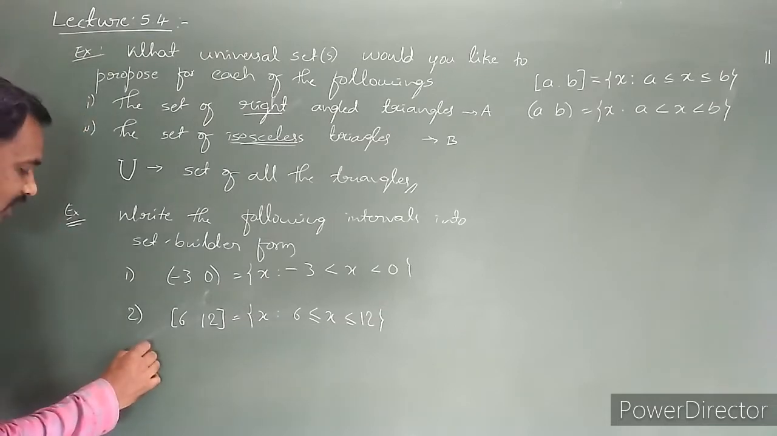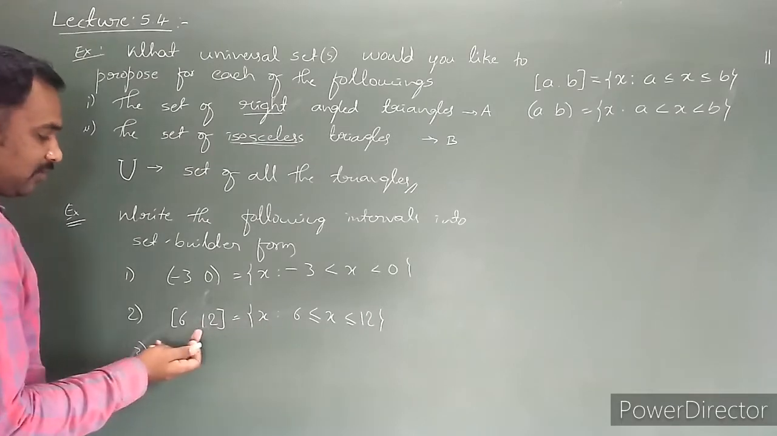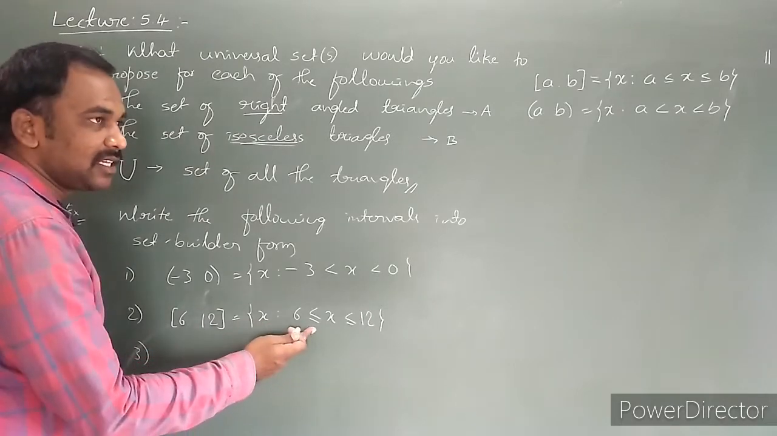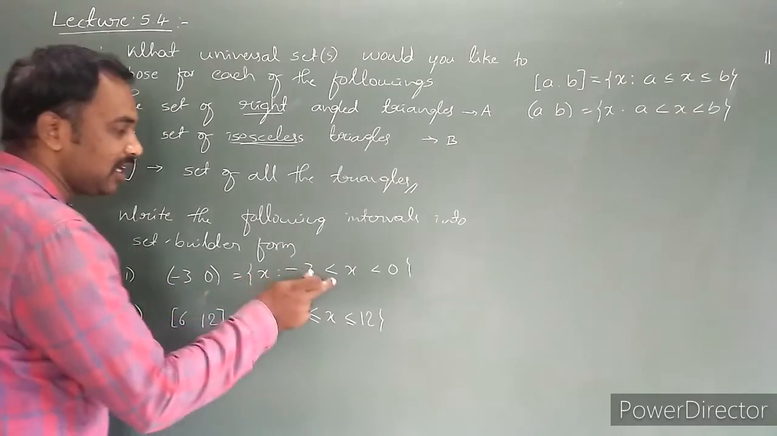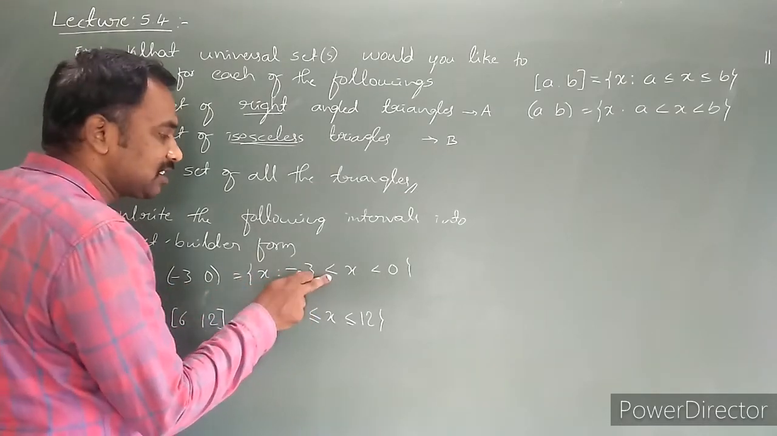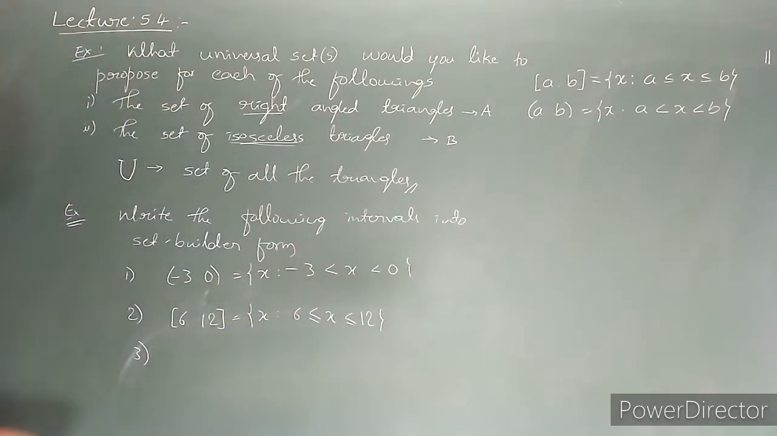Next, similarly, the third one is very simple. Closed interval, endpoints are included. Whenever they give a closed interval, write the slack inequality, and whenever they give an open interval, write the strict inequality. It is a strict inequality and it is a slack inequality. Next one.